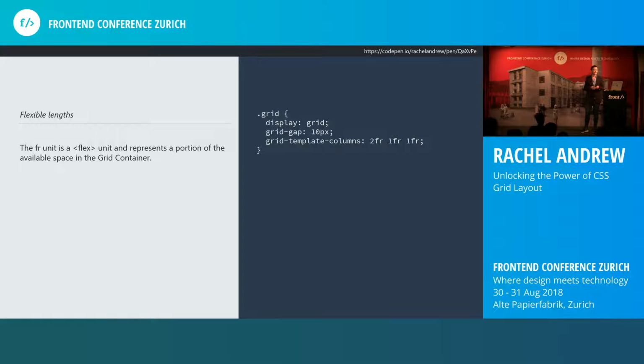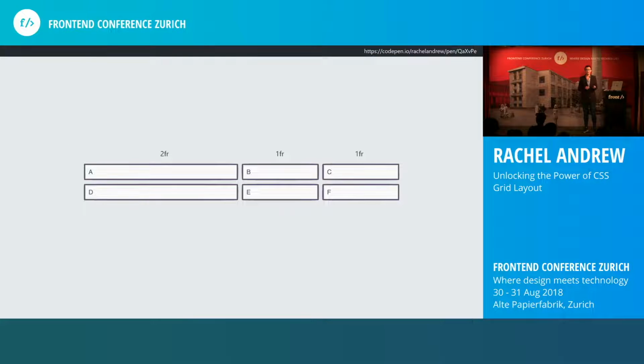So if I define 3 tracks, 1 of 2FR and 2 of 1FR, the available space is going to be divided into 4 and shared out, 2 parts to track 1 and 1 part each to track 2 and 3. So you'll get something like that.